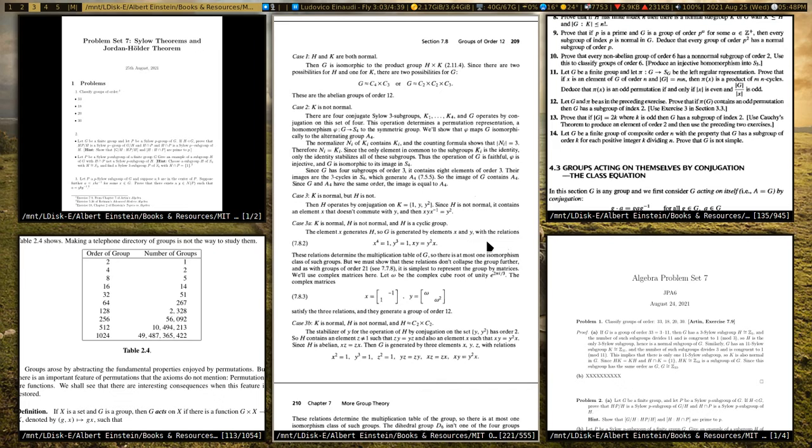Okay. So if H1, which has order 2, is generated by Y, and that means that X cubed has to commute with Y.